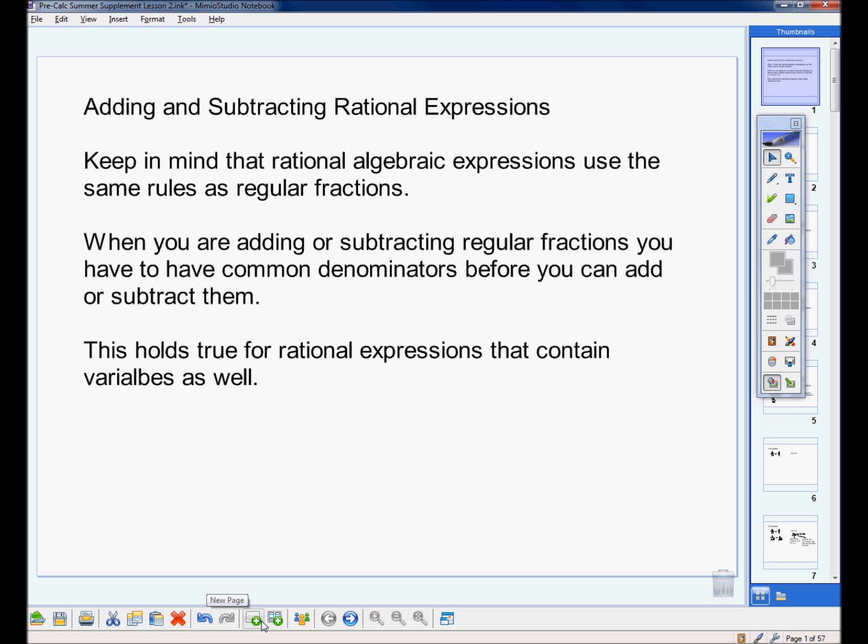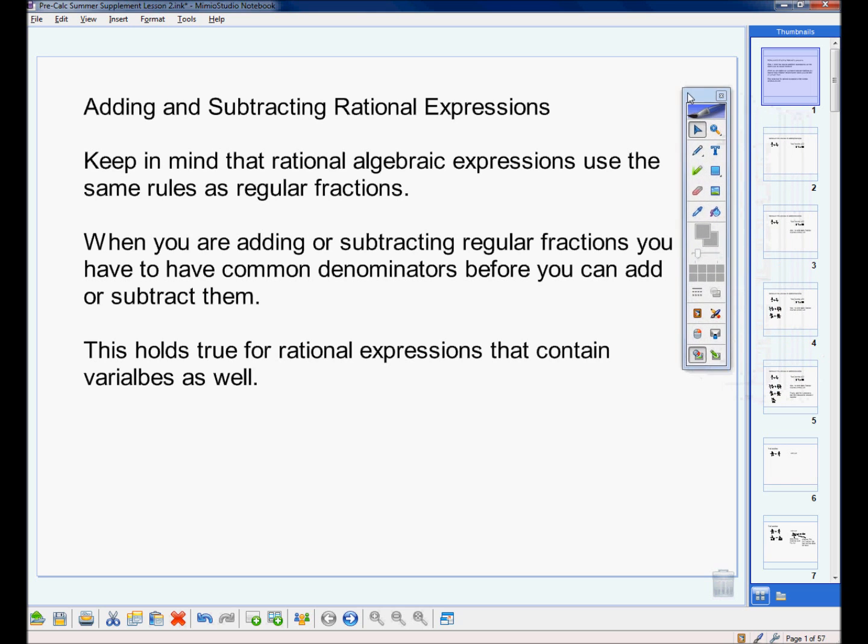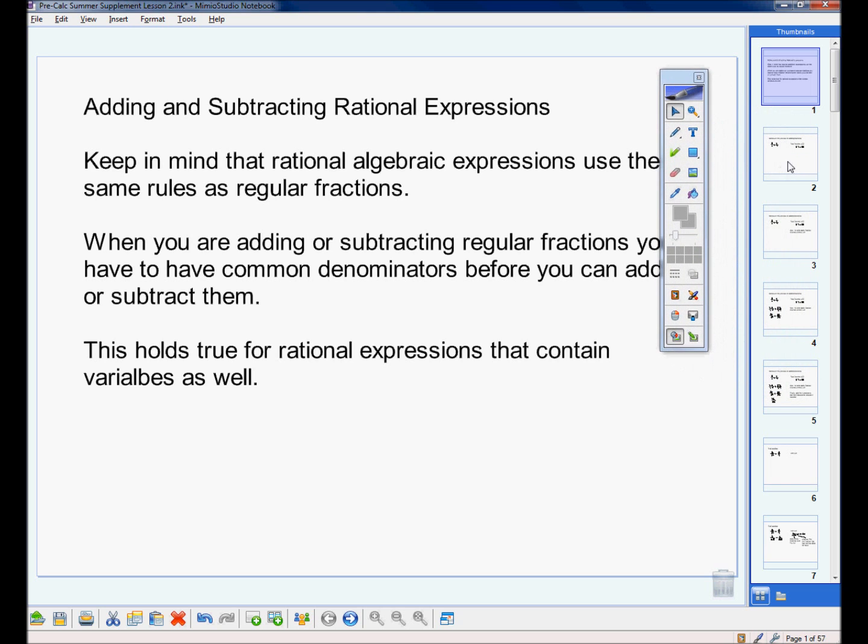And when you're adding or subtracting regular fractions, you have to use common denominators before you can add them or subtract them. Rational expressions using variables have to use those same rules regarding the common denominators. So we're going to backtrack a little bit to review how to add fractions manually. This should seem very familiar to you. And then we're going to move on as far as what we need to do for dealing with the rational expressions that have algebra problems in them.